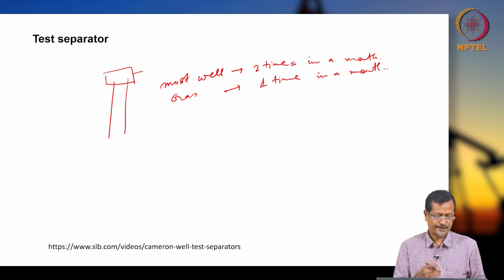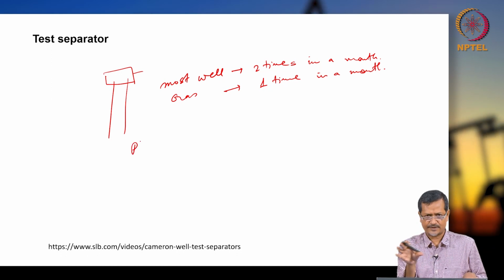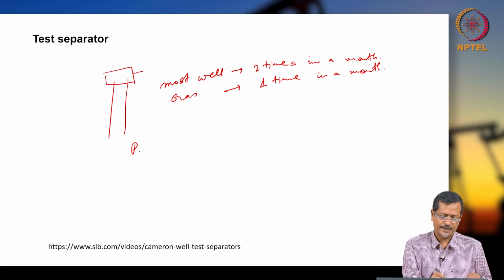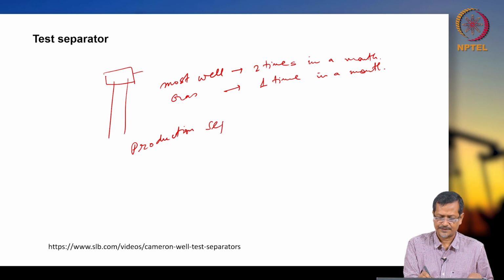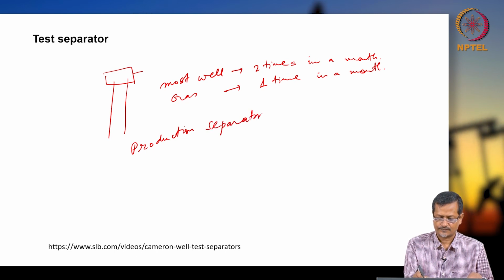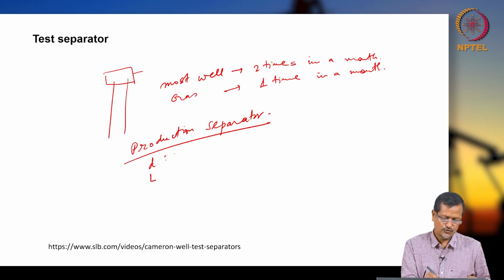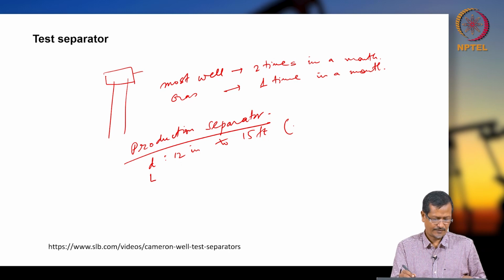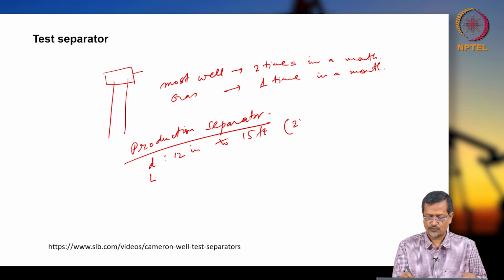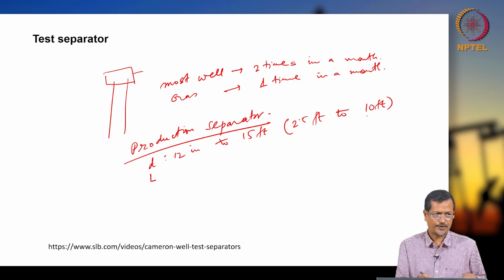Production separator, if I differentiate: a test separator can be smaller, big, trolley mounted, or a fixed type. If I say production separator, it will have a diameter and length. Diameter will be from 12 inch to 15 feet. Most units will have 30 inch, meaning 2.5 feet, to 10 feet. This is a common size.